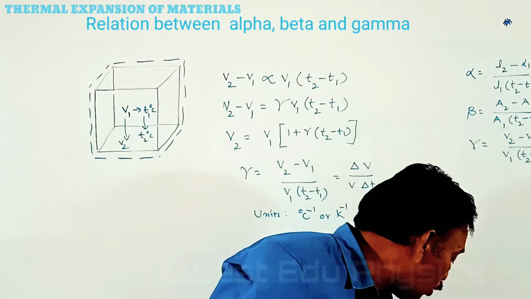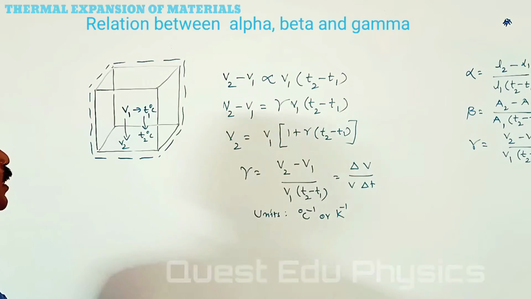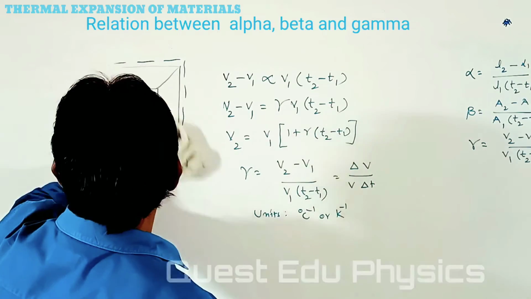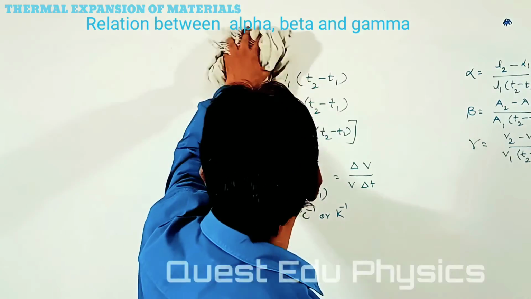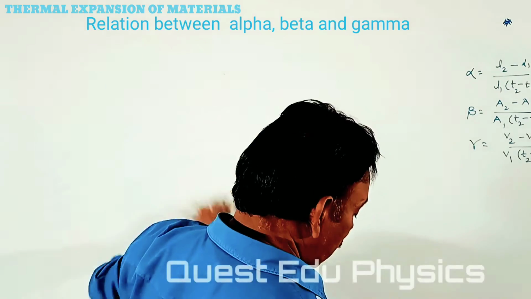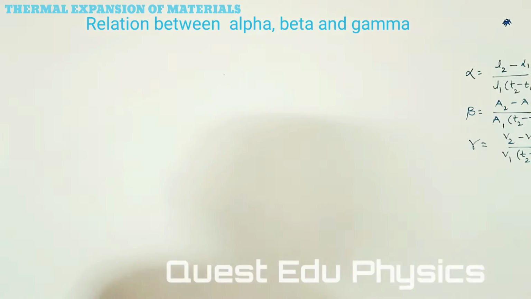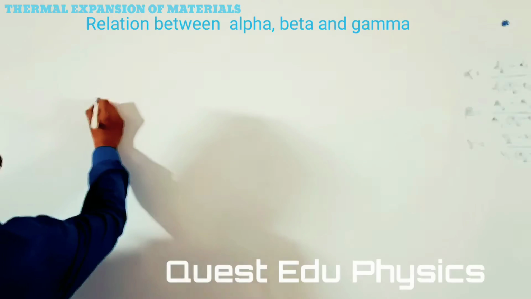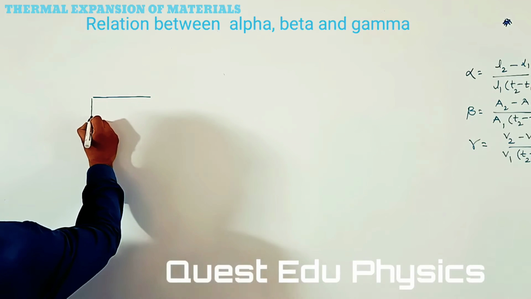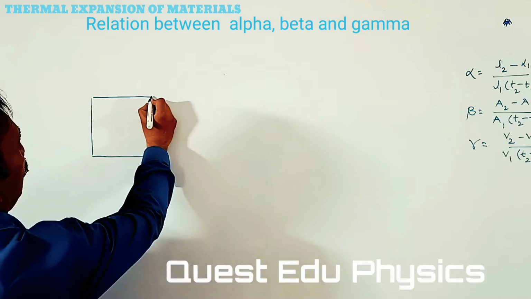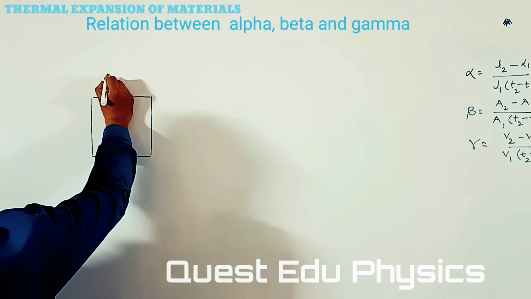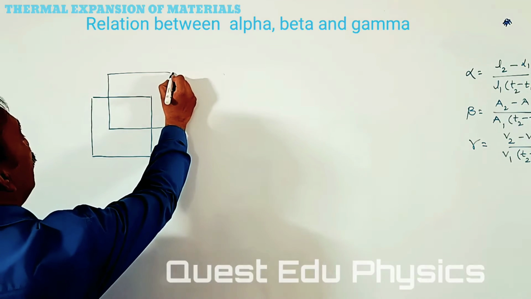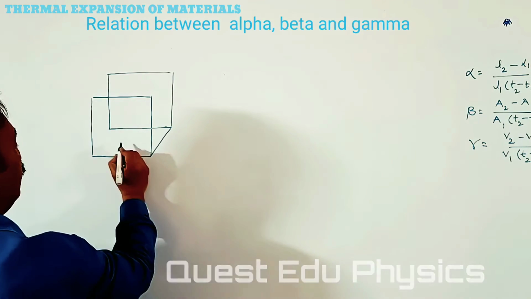Students, now we are going to find the relation between these three coefficients of expansion, students. Relation between the different types of, that means what? The three expansions. That is the relation between alpha, beta and gamma, students. Let's say it is a cuboid whose length is equal to breadth as well as the height, students. It's a cube.